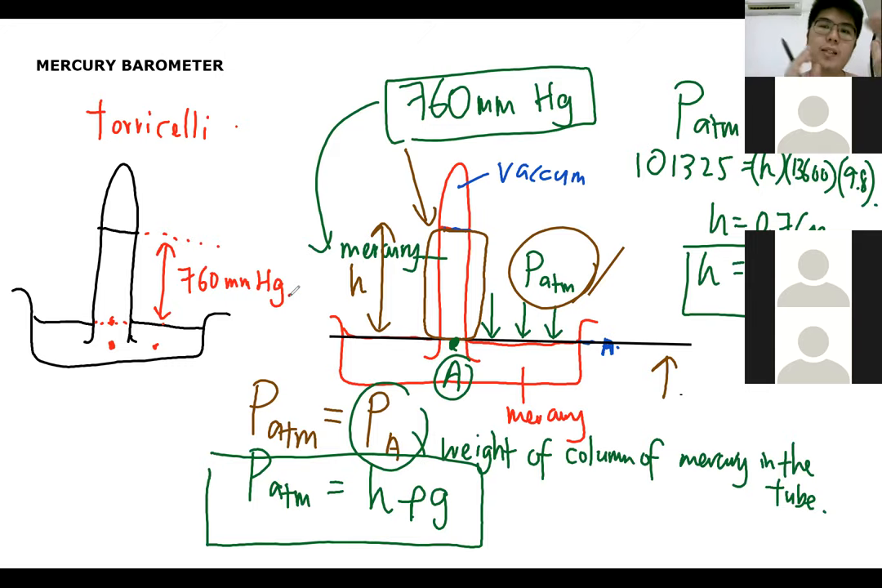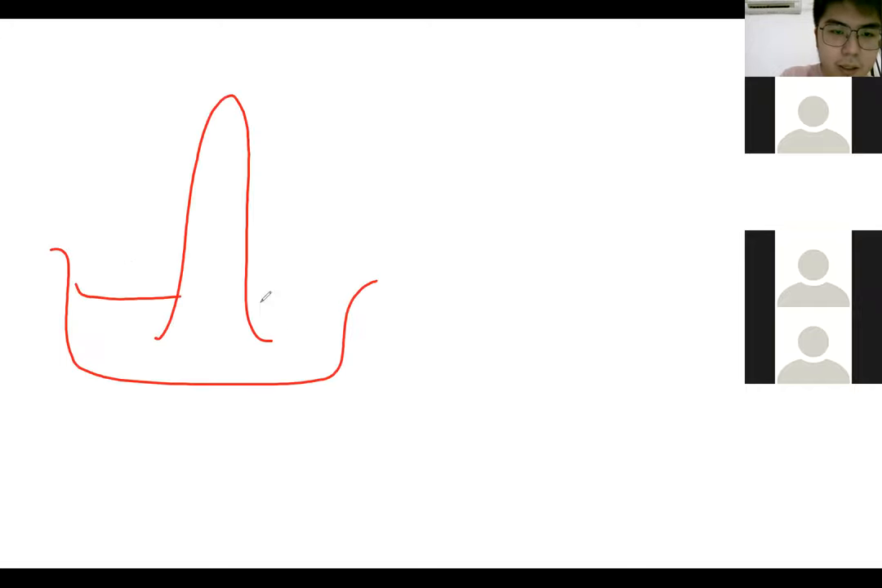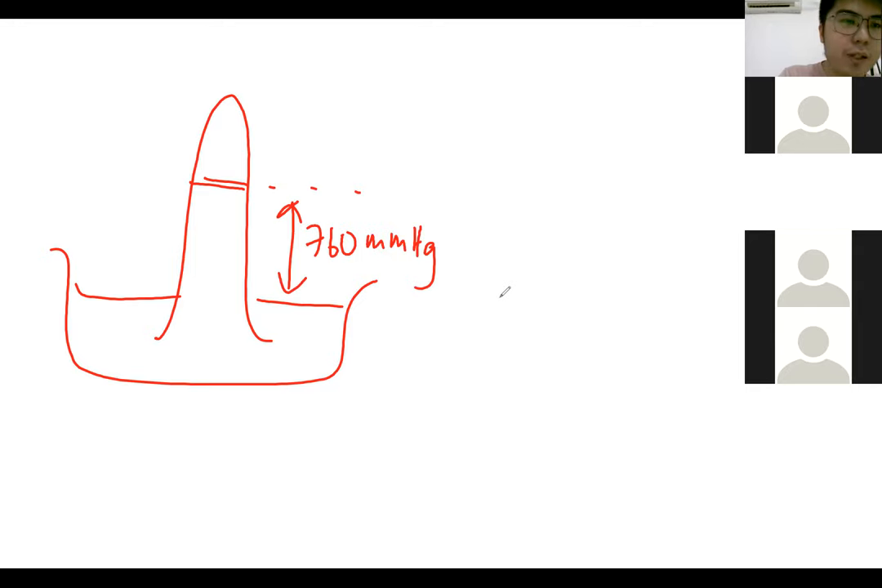Now, what if you bring this barometer and you move it to the highest point of the mountain? Let's see what happens. Let me just erase this, not enough space for me. Now, we know that at sea level it looks like this, and this is 760 millimeter Hg. Now if you bring it, if you increase the altitude, what happened to the barometer?